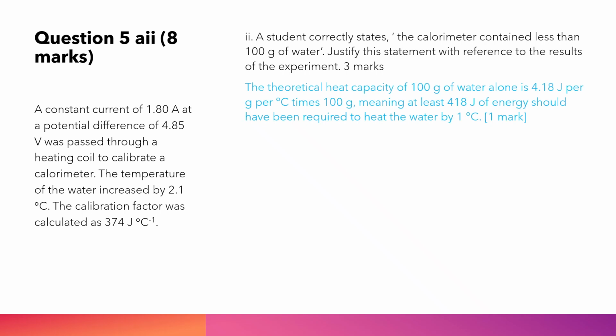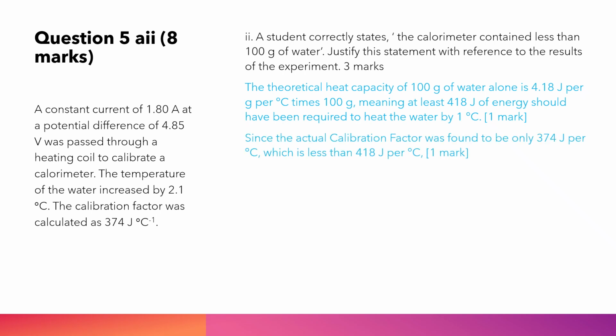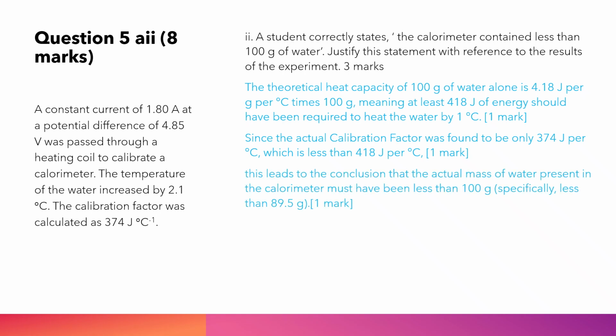The theoretical heat capacity of 100 g of water alone is 4.18 J per g per degree C times 100 g, meaning at least 418 J of energy should have been required to heat the water by 1 degree Celsius. Since the actual calibration factor was found to be only 374 J per degree C, which is less than 418 J per degree C, this leads to the conclusion that the actual mass of water present in the calorimeter must have been less than 100 g, specifically, less than 89.5 g.